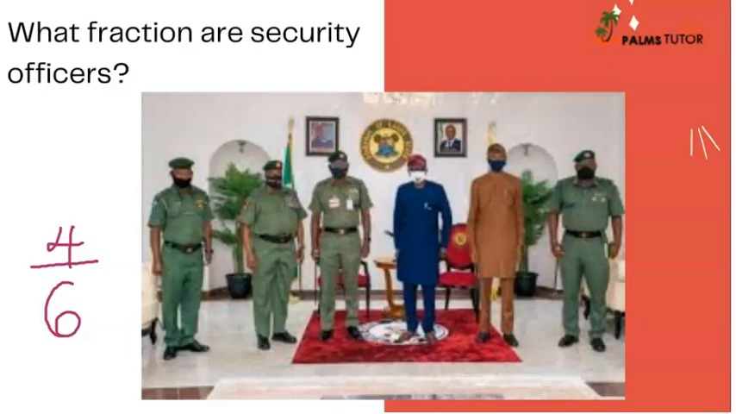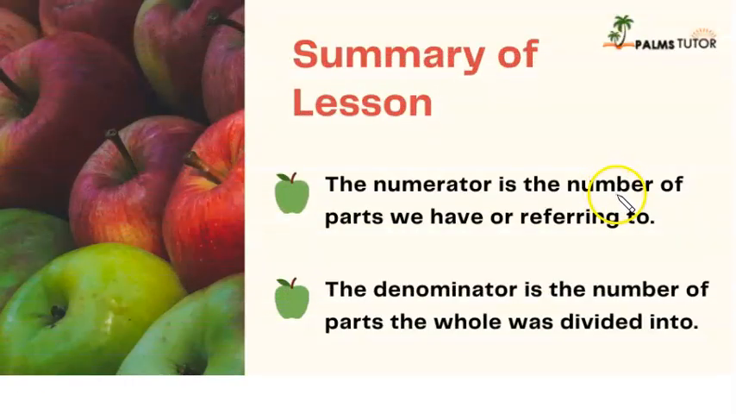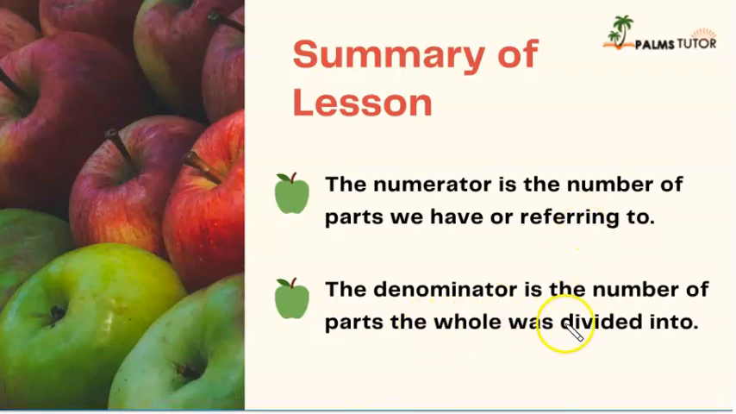So when we talk about fractions, we talk about the part that we have, or the part that we are laying emphasis on, which is our numerator, okay? And the denominator, which is the down, D for down, is the number of parts that the whole was divided into. I hope you are keeping a good note. Next lesson, we will talk about types of fractions.